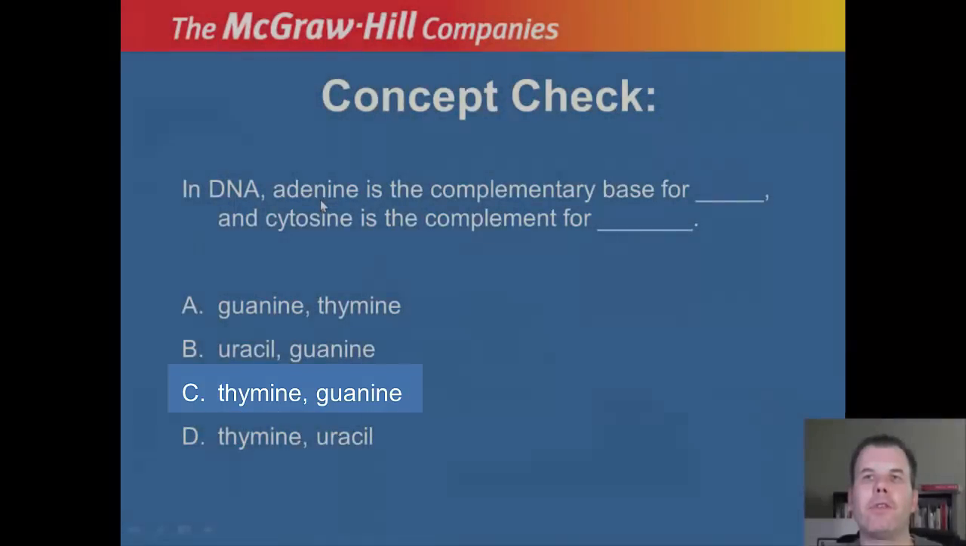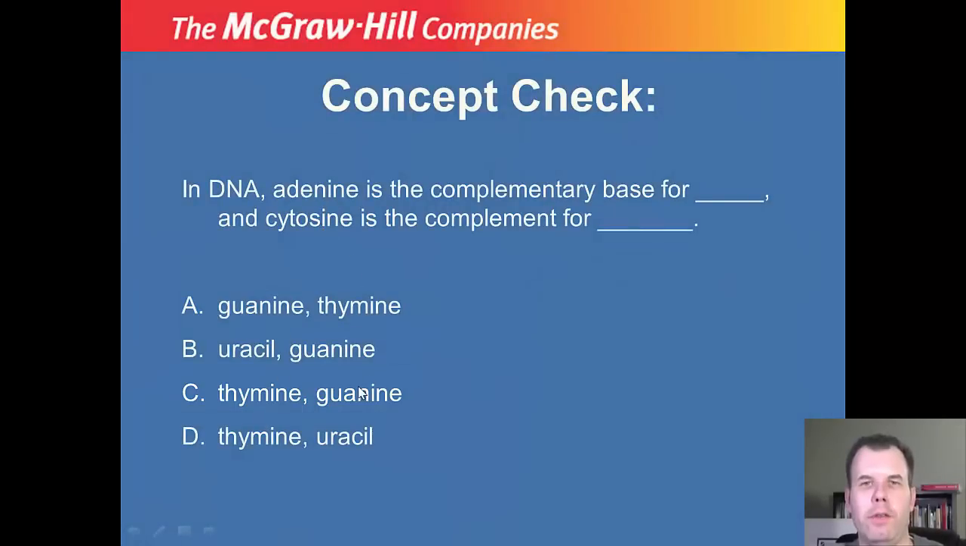So always remember, A's go with T's, C's go with G's. And if you remember that, you know one of the golden rules for DNA. You always know the bases that go together: A with T, G with C.